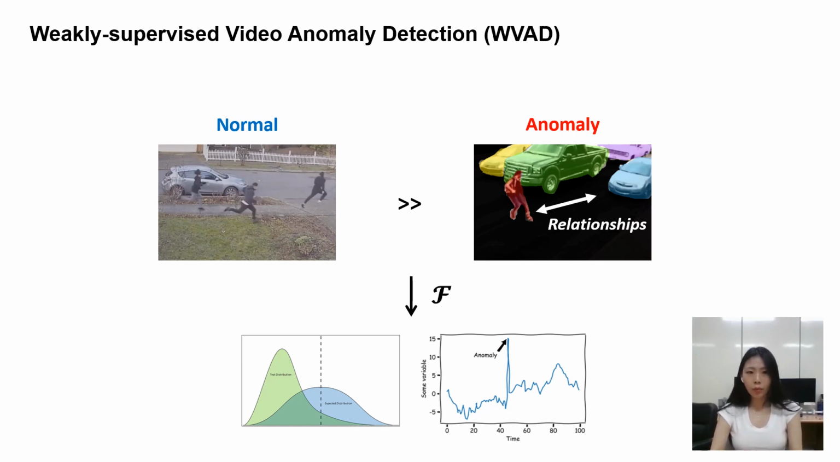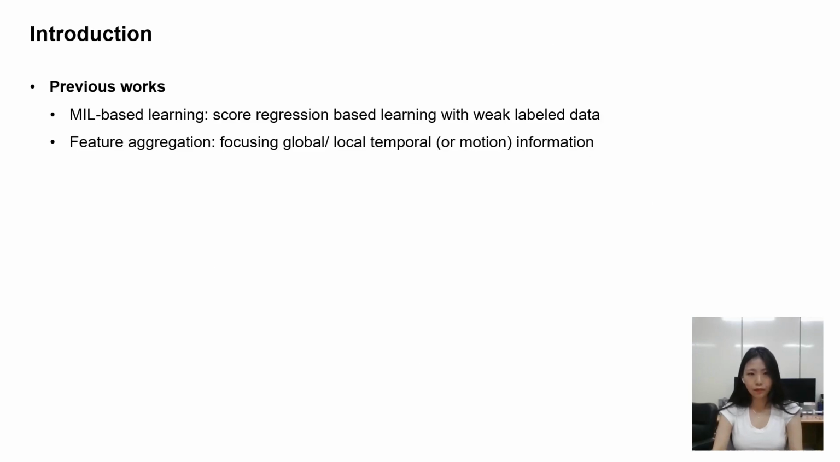Therefore, in this paper, we propose a relational modeling method between context and motion to understand complex and diverse abnormal scenes. Weakly-supervised video anomaly detection is the task of detecting frame-level anomalies using video-level labeled training data. Most previous works learned through a multiple instance learning based approach with weak labels. And many methods extract motion features by utilizing optical flow data to focus on moving parts, and focus on temporal dependencies to consider multiple-scale temporal information.